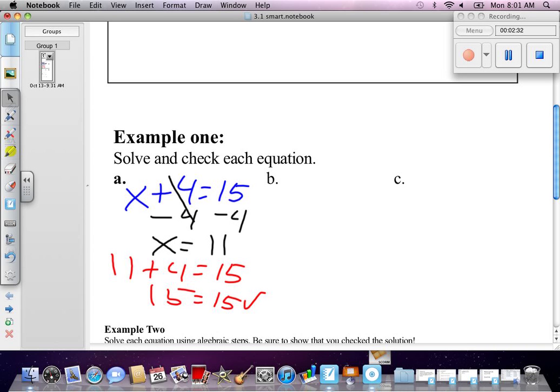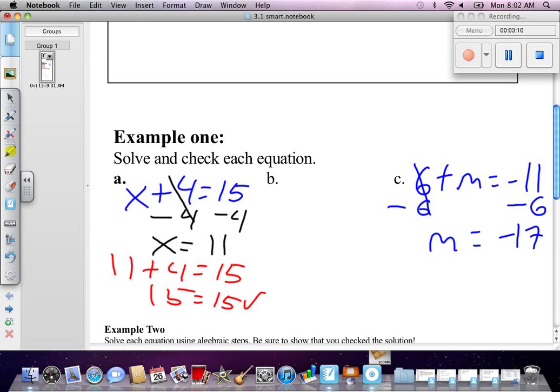Let's skip B because it's easy, but let's try C. Excuse me. 6 plus m equals negative 11. We've got a negative there. So what am I going to do to get m by itself? Is 6 positive or negative? Positive. So what's the opposite of positive? Negative. So we take away 6 from both sides. These cancel and we're left with m. Now, you owe me $11 and you're borrowing 6 more. So it's 11, 12, 13, 14, 15, 16, 17. You owe me $17.